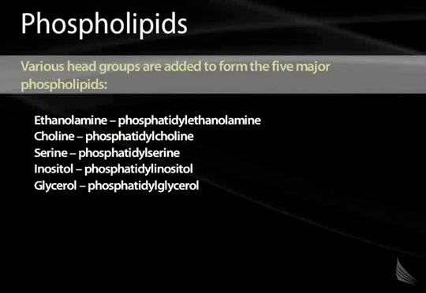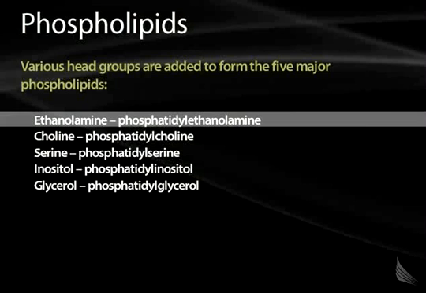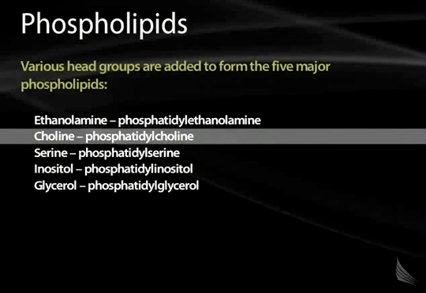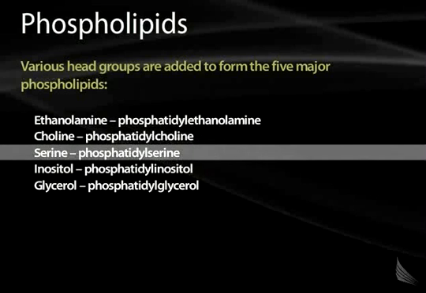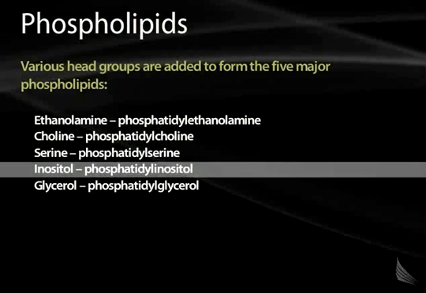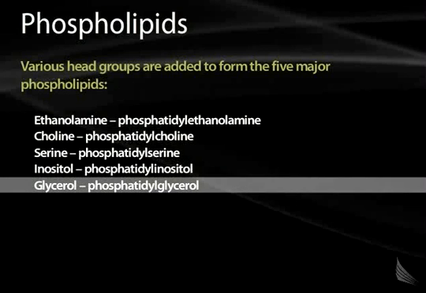Now, we can add a variety of head groups to this phosphate. And this creates what we call the 5 major phospholipids. Ethanolamine, which creates phosphatidylethanolamine. Choline, as we showed in the previous slide, forming phosphatidylcholine. Serine, which forms phosphatidylserine. Inositol to form phosphatidylinositol. And glycerol to form phosphatidylglycerol.